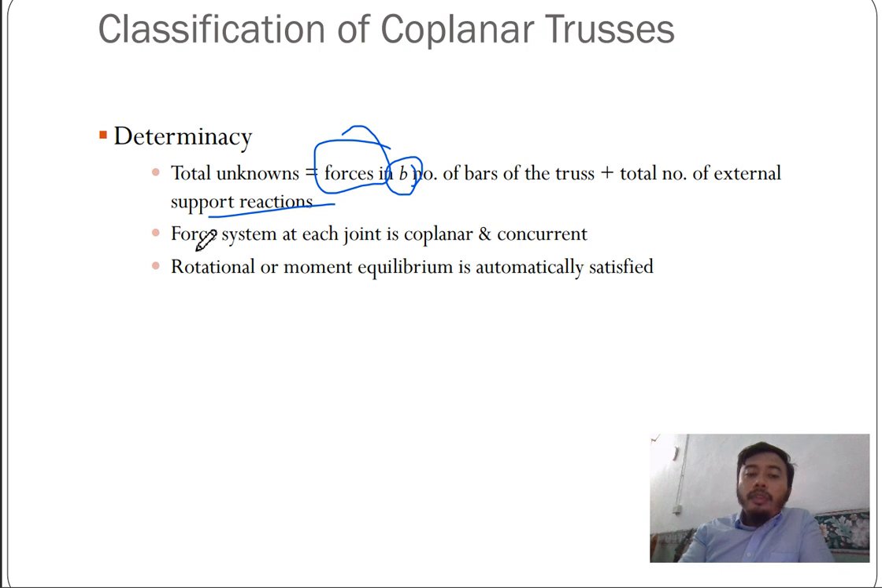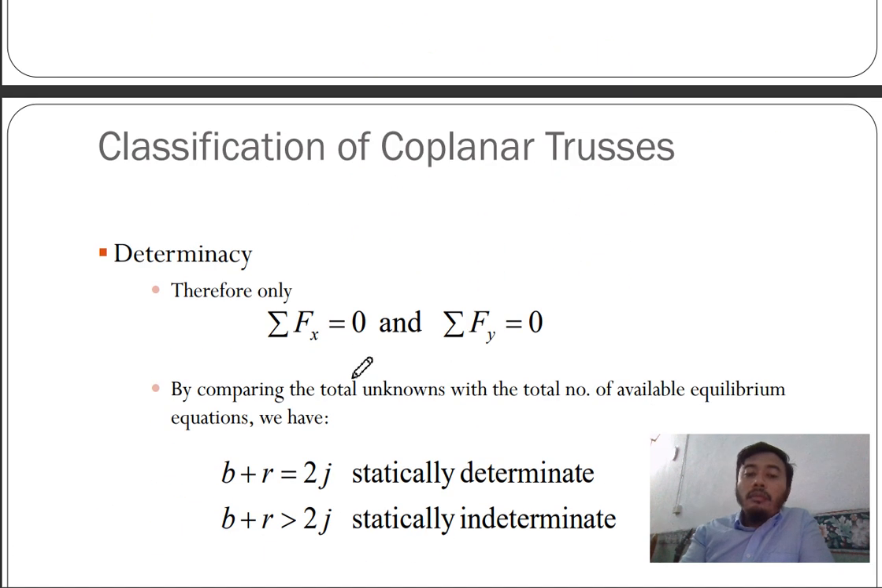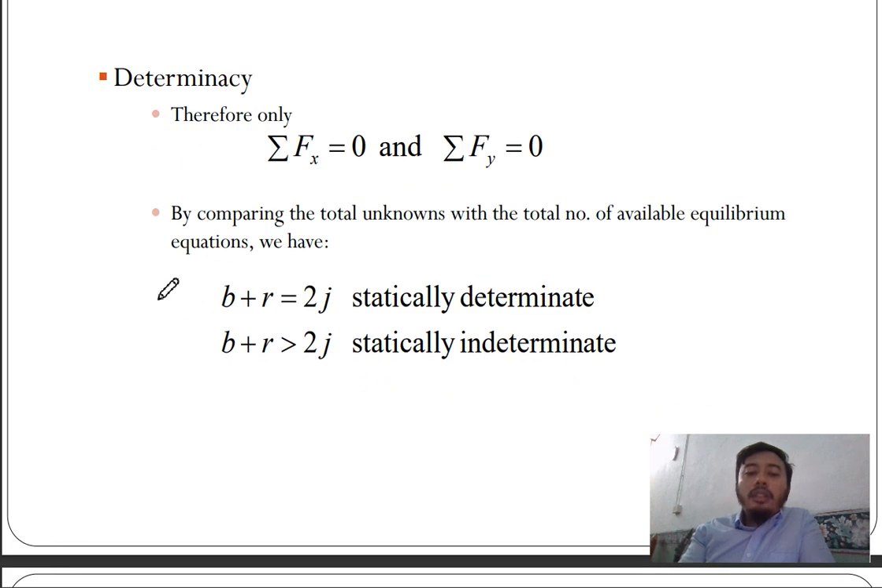Next we take a look at the equations. The force system at this joint is coplanar and concurrent. The forces act concurrently and in the same plane, and rotational or moment equilibrium is automatically satisfied. So the summation of Fy and Fx is satisfied. So this is the equation.